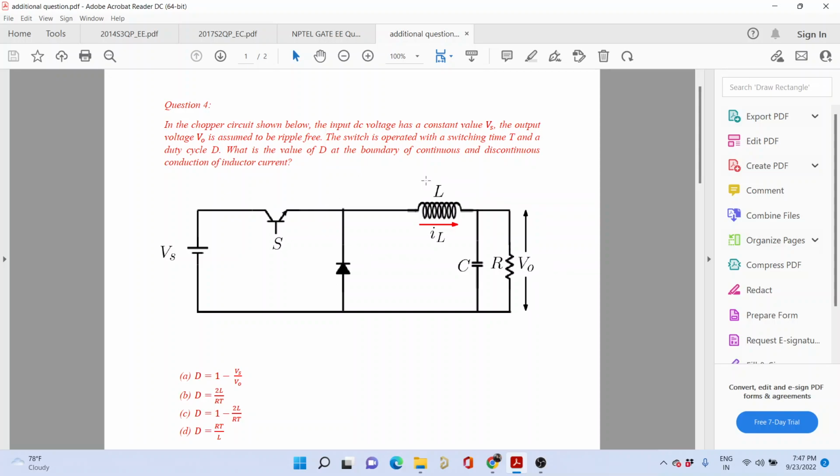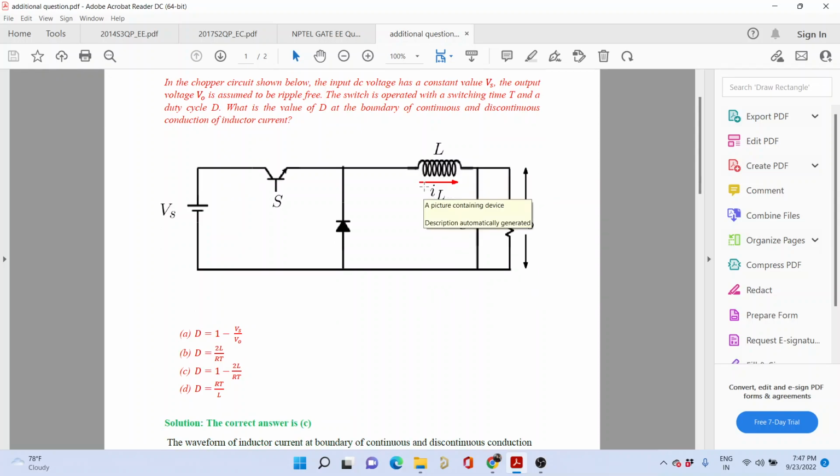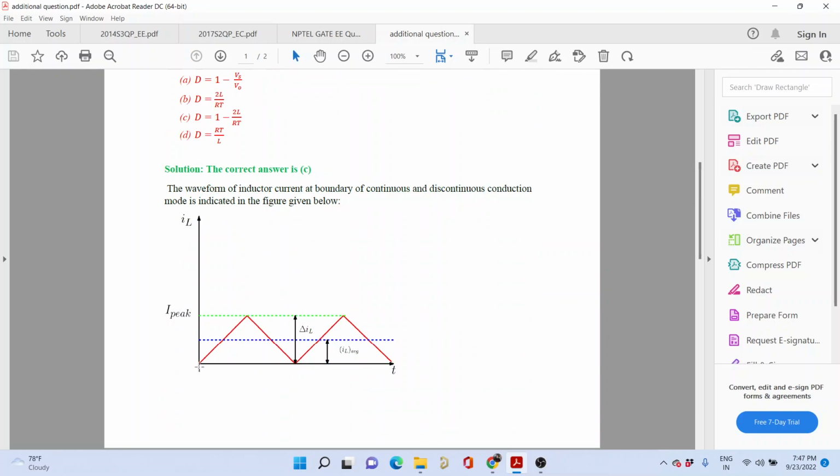the inductor current is on the boundary of continuous and discontinuous mode. What Anubhav was saying was the current waveform would look somewhat like this. It will go from minimum value to maximum value and then go back to the minimum value. For the boundary condition, this minimum value would be 0. So if this is delta L, the ripple in the inductor current, the average value of this inductor current would be I min plus I max divided by 2. That is, delta L divided by 2 would be the average value of the inductor current.